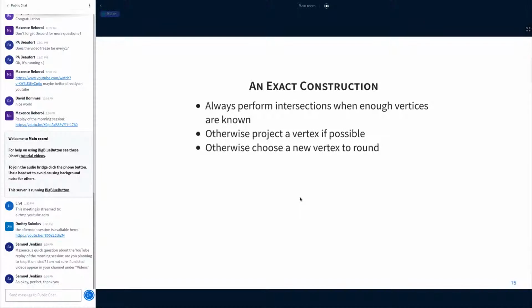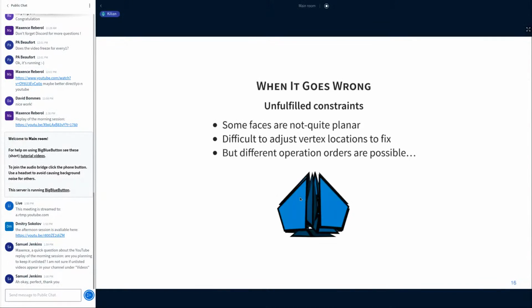Now the problem with that is, depending on the order in which you choose the different operations, you might end up with a configuration where the mesh is very close to planar, but some of the faces are still curved. And the only way to fix that would be to solve a system of polynomial equations exactly, which ends up being very difficult.